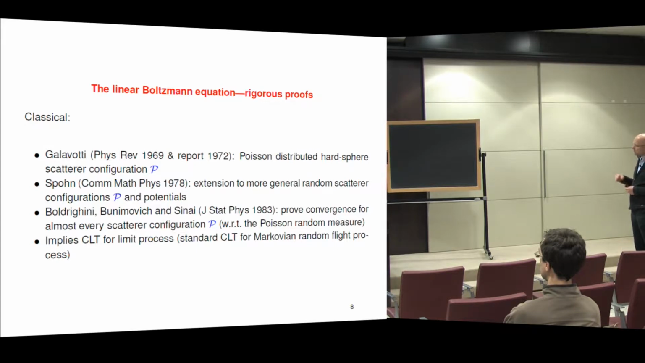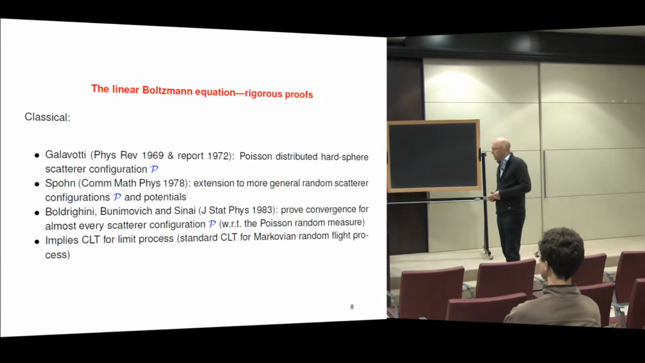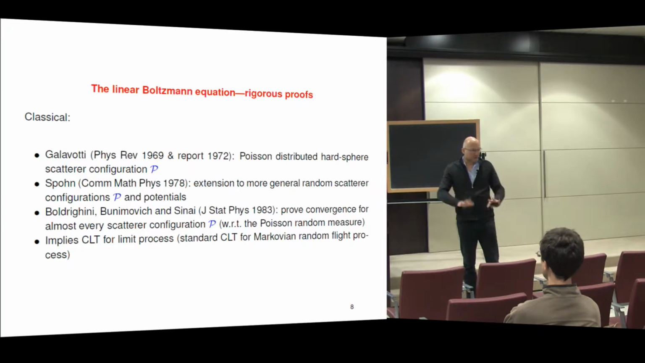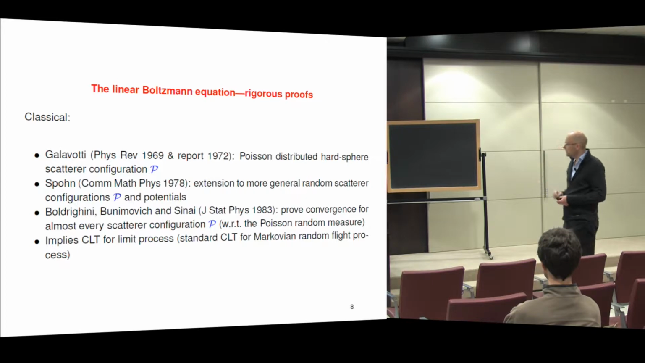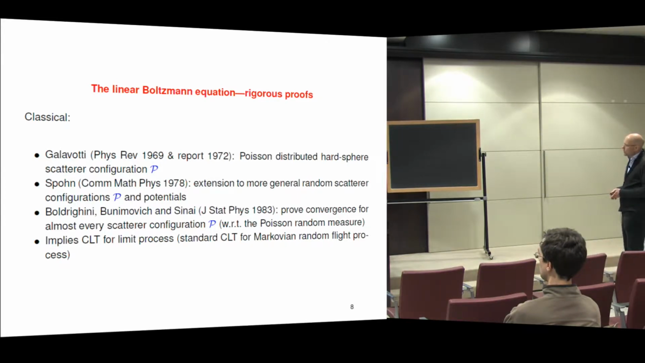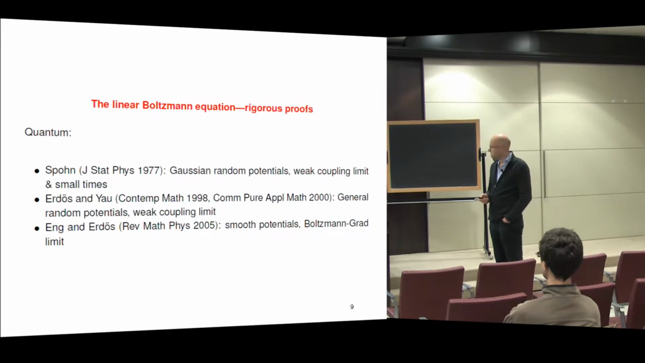Spohn extended this by looking at more general random scatterer configuration and looking at quite general potentials for the scattering events. And a very important paper is by Boldaghini, Bunimovic, and Sine, who proved that for a fixed scatterer configuration, which is the realization of a Poisson point process, you get convergence. So not just on expectation over all scatterer configurations, but for a fixed one. And a standard argument shows that, given that the free path length in all these models is exponentially distributed, you get a central limit theorem for the limit process, which is a standard central limit theorem. So no super diffusion.